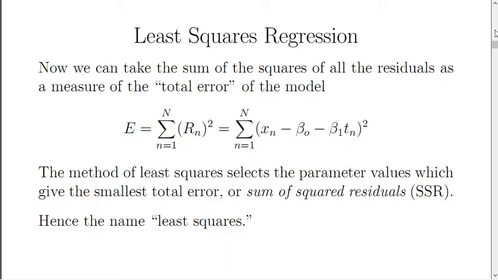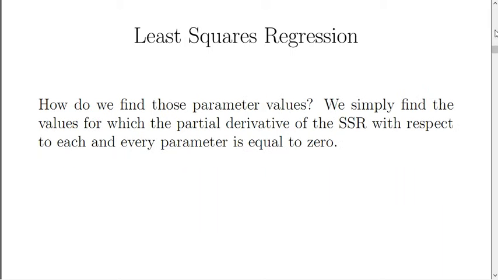The method of least squares selects the parameters beta naught and beta 1, the intercept and the slope, which give the smallest total error, or sum of squared residuals. That's where the name least squares comes from. How do we find those parameter values? Well, we just find the values for which the partial derivatives of the sum of squared residuals with respect to each and every parameter are equal to 0.